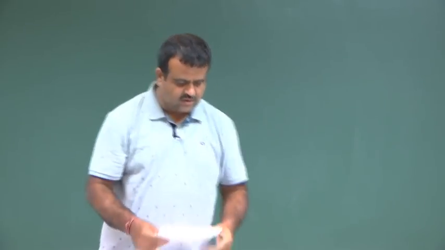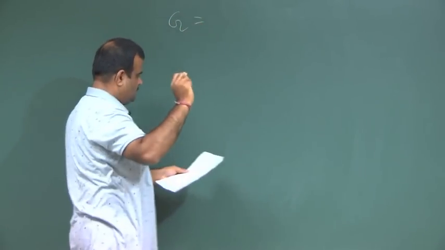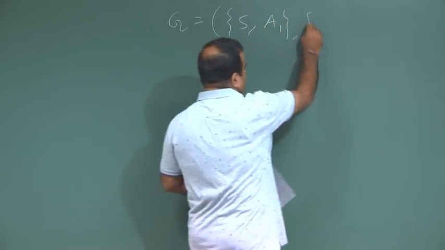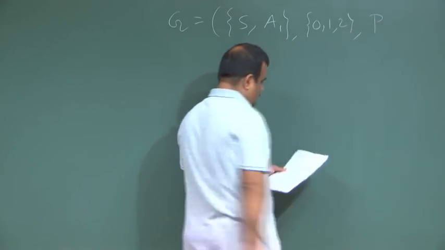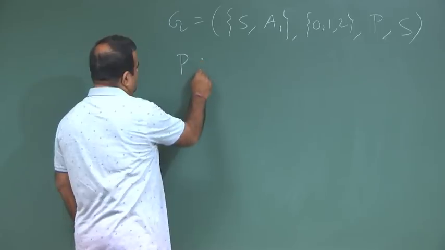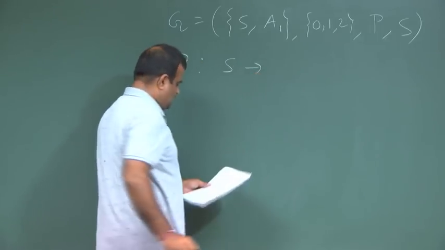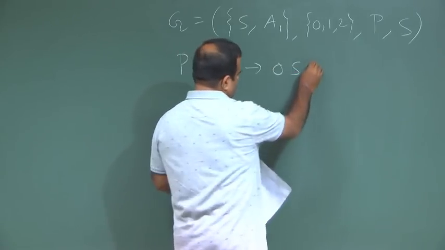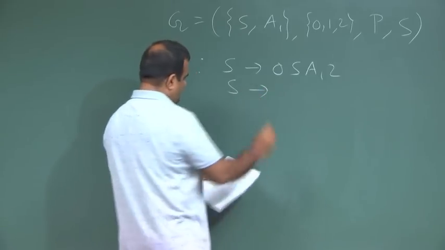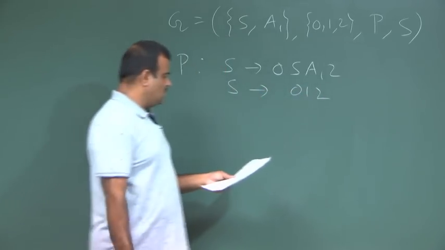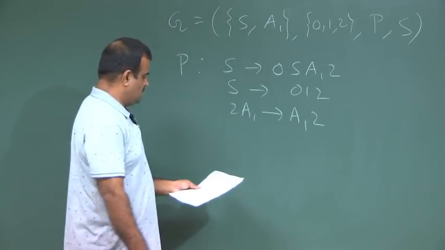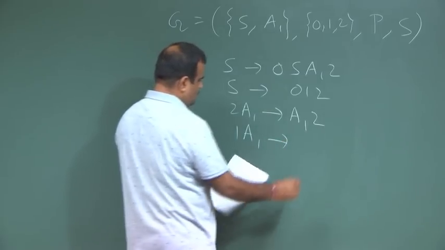So, suppose we consider this grammar G, say we have two variables S and A, and we have the terminals 0, 1, 2, the productions, and S. Now, what does P consist of? P consists of the rule S going to 0 S A 1 2, another rule, and then A 1 2 and 1 A 1 going to 1.